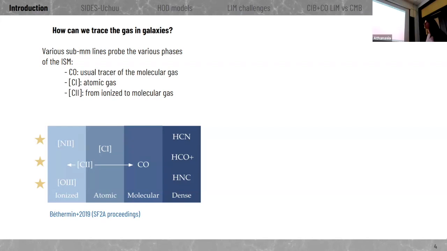For the molecular gas, the most popular one is the CO, since it's the most abundant molecule after hydrogen. For atomic gas, atomic carbon is a very famous tracer, while the ionized carbon is a versatile tracer that can give us information about both the ionized gas, but also the neutral one.